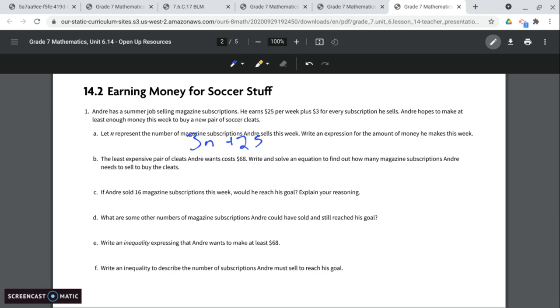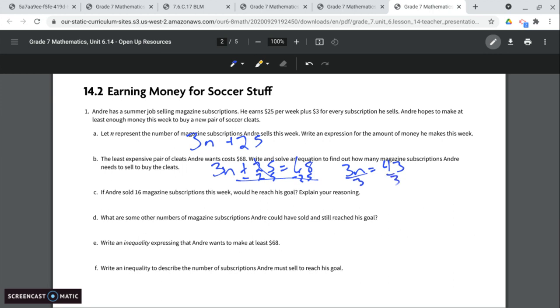The least expensive pair of cleats Andre wants costs $68. Write and solve an equation to find out how many magazine subscriptions Andre needs to sell to buy cleats. So we have 3N plus 25 equals the 68. So we'd subtract 25. So 68 minus 25 is going to give us 43. So we have 3N equals 43.